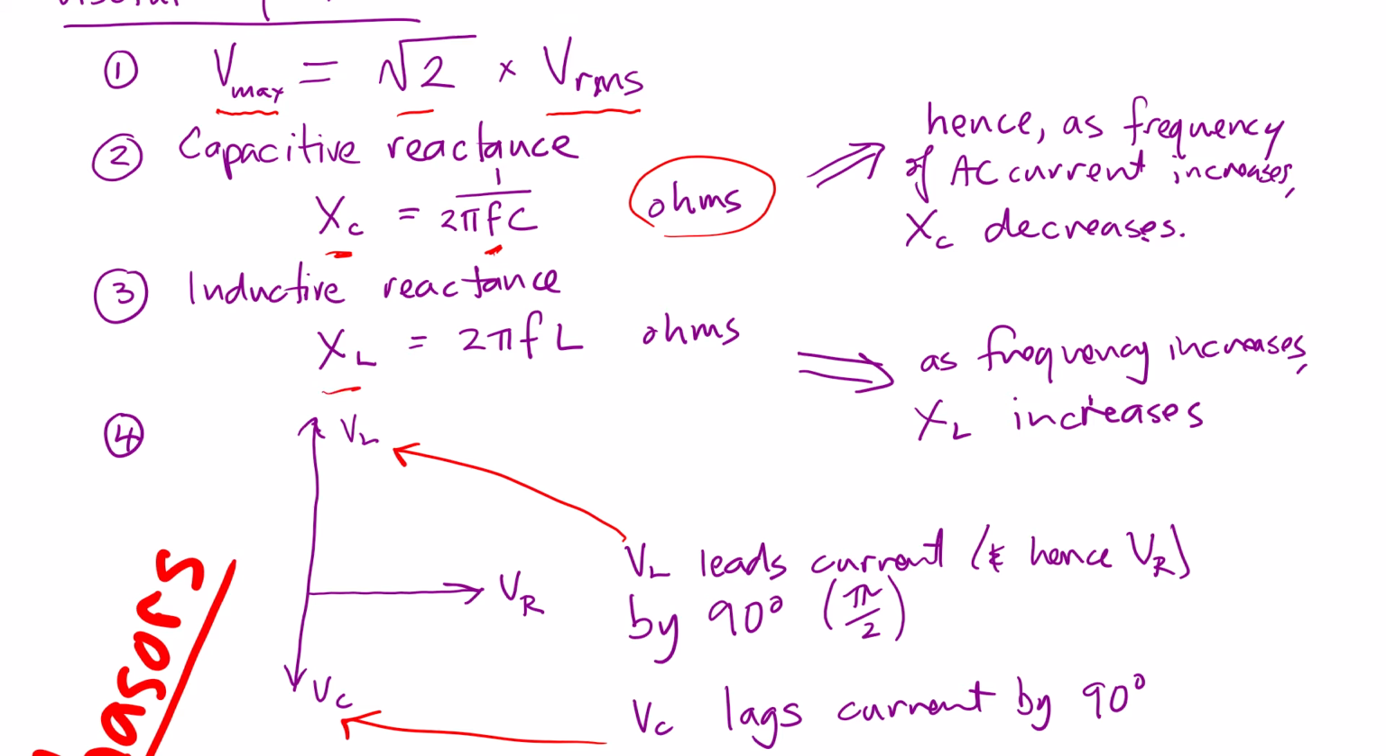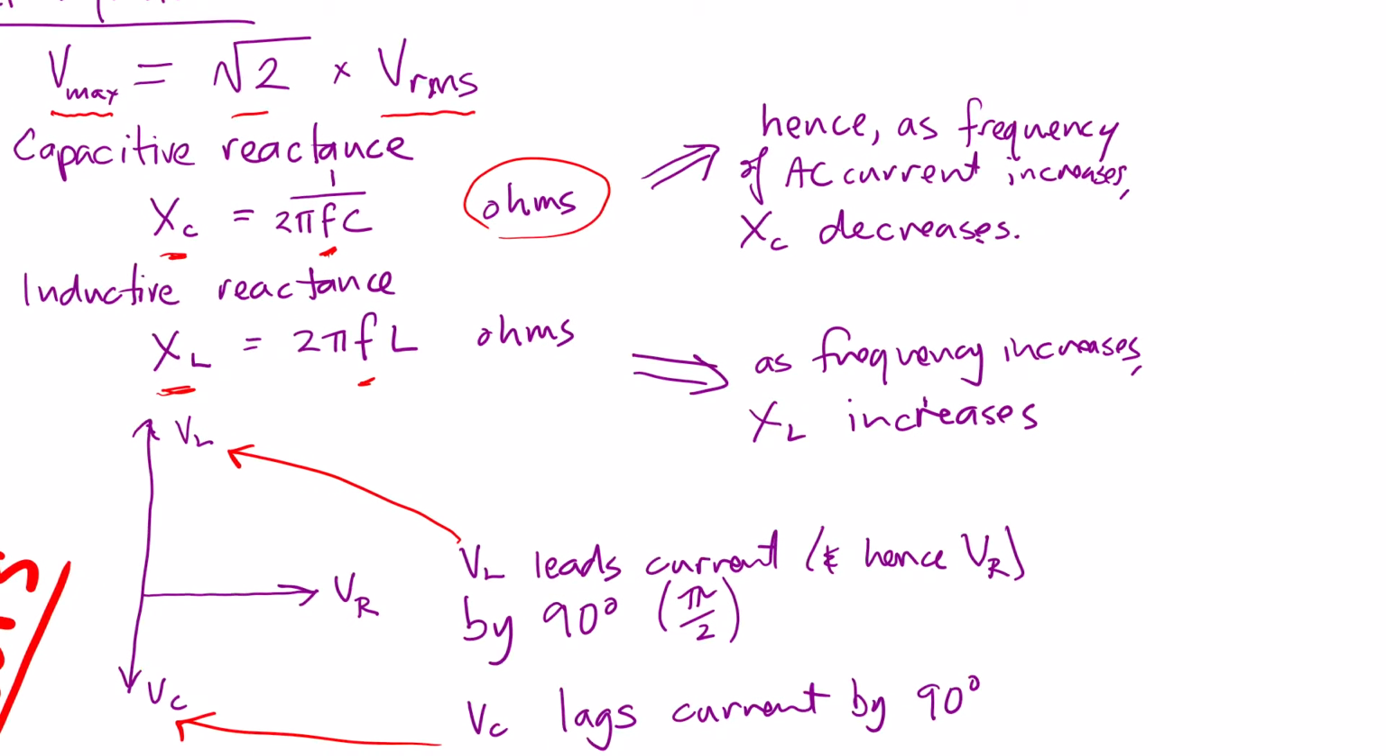whereas the inductive reactance XL is equal to 2 pi fL. So that means as the frequency increases, the inductive reactance increases, which again is what we'd expect, that as the frequency increases, the change in current, the change of flux increases, so we'd expect greater resistance there.